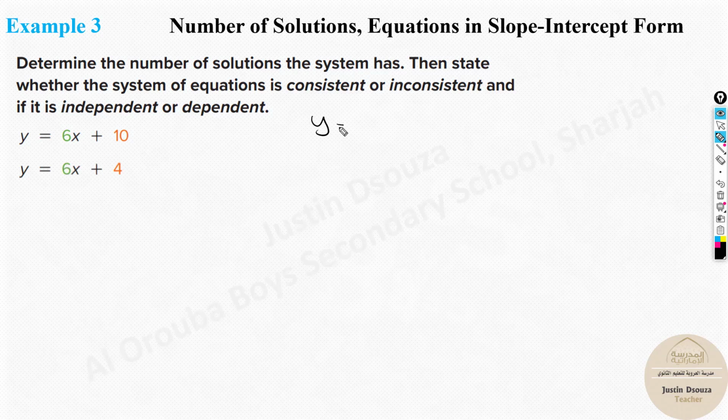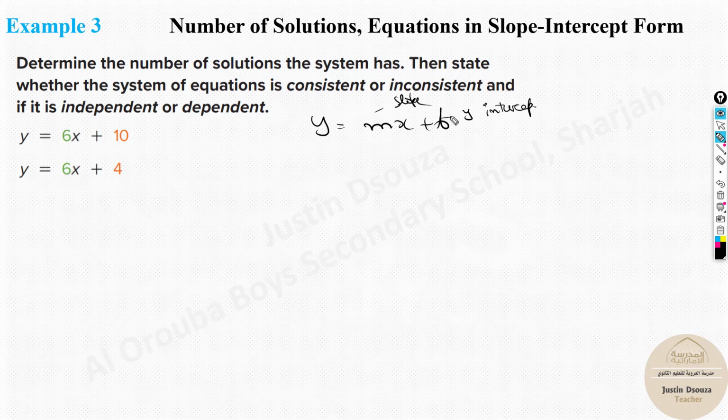Wait, let me write y is equal to mx plus b. This is the slope-intercept form. Here y is the y coordinate, x is the x coordinate, m is the slope, and b is the y intercept.